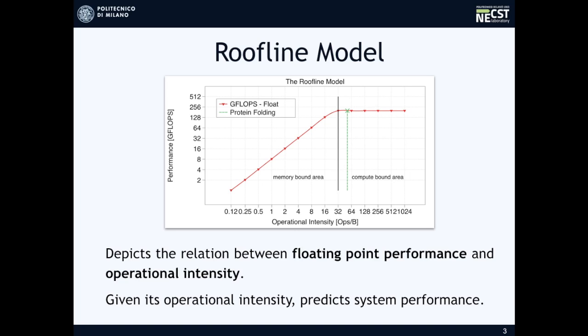Secondly, we used an instrument called the roofline model. This chart depicts the relation between floating point performance and the operational intensity of a given code, and it is used to predict the performance of a system given a target board.